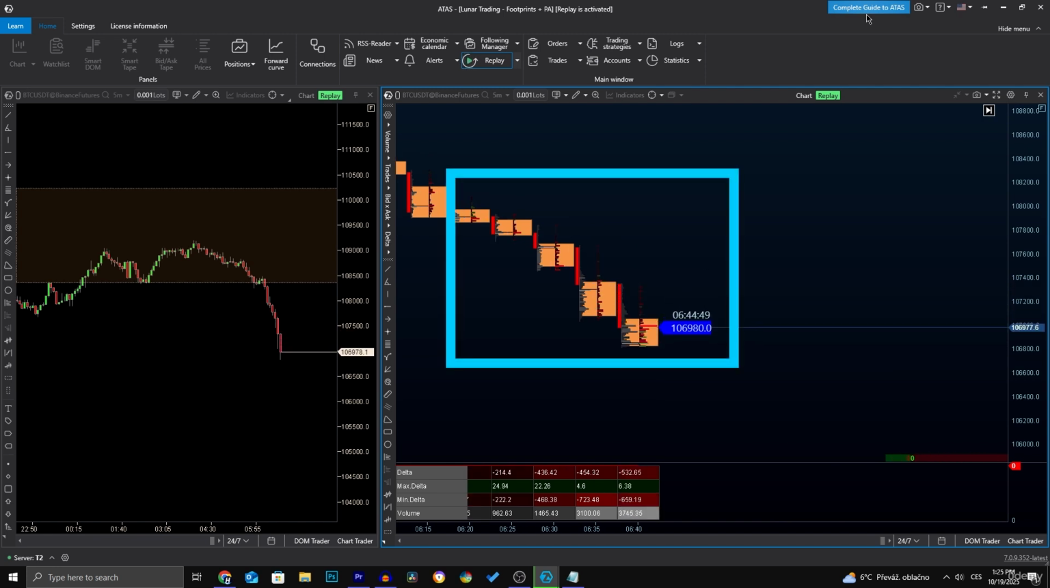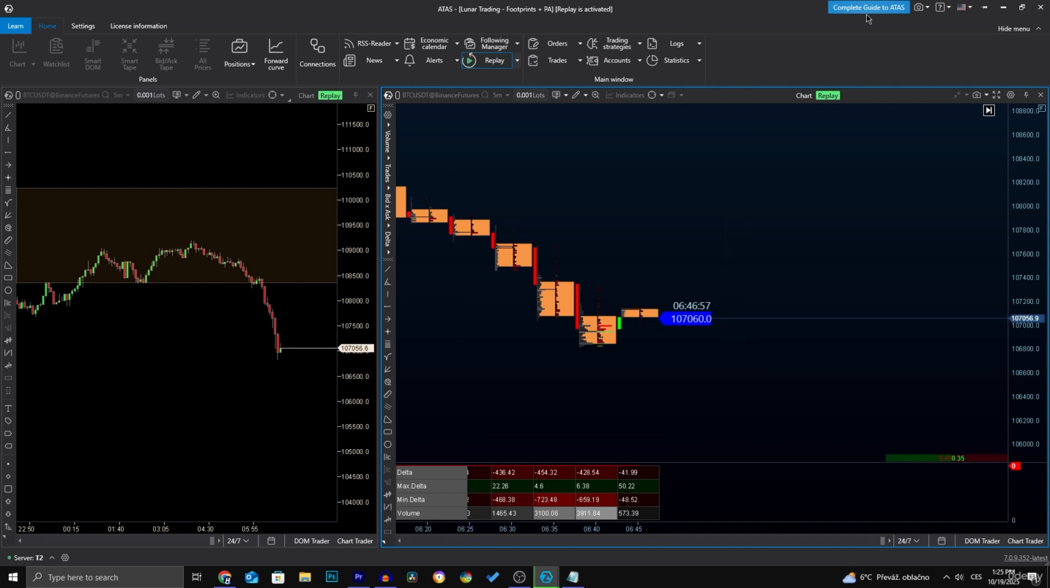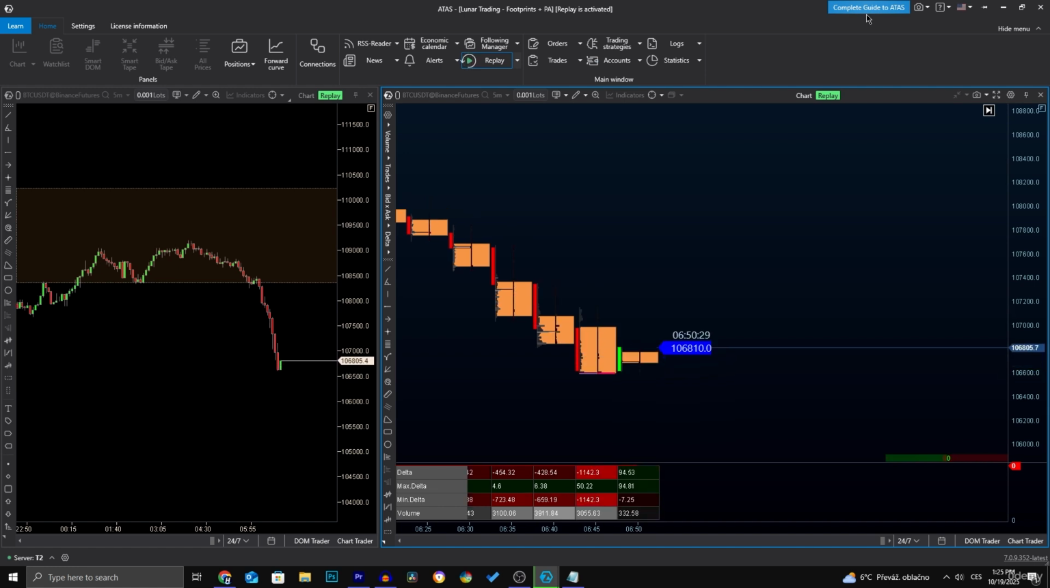Here we can see the first sign of activity. There's an increase in volume with a negative delta, which is exactly what I've been waiting for. Now I just need to wait for the price reaction. Will these sellers push the price lower or are they being absorbed? All of that depends on the price, so let's see how the price will react to this activity.